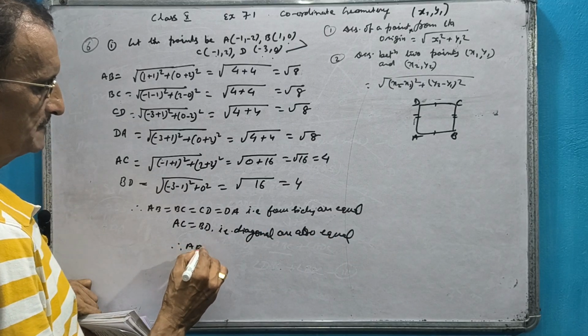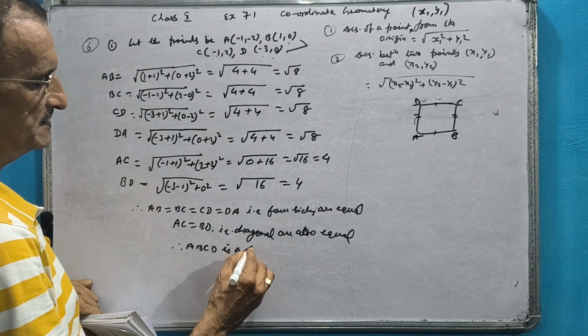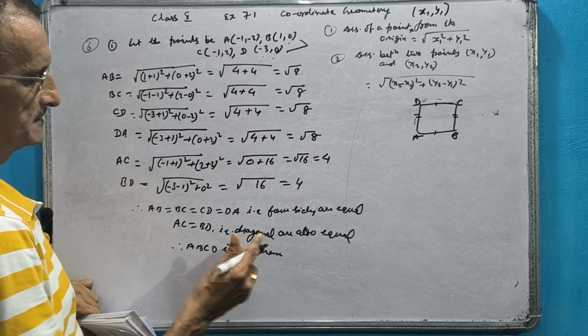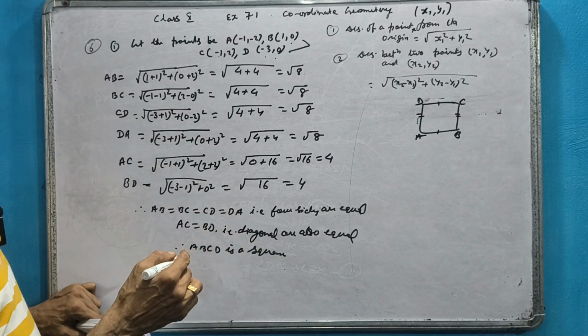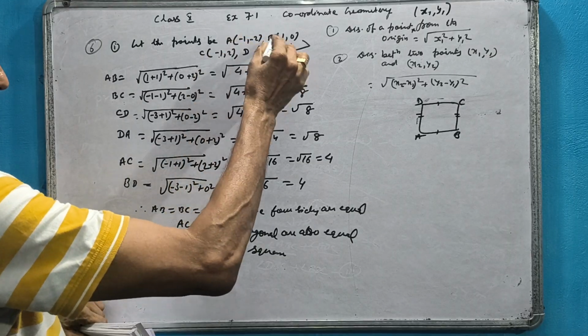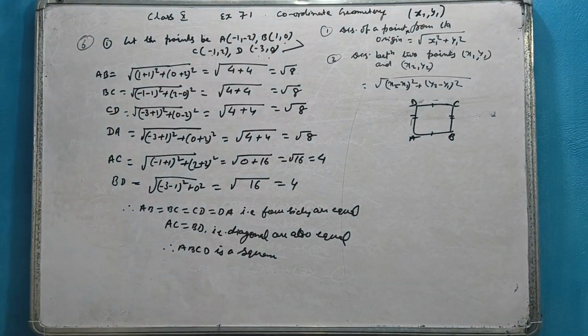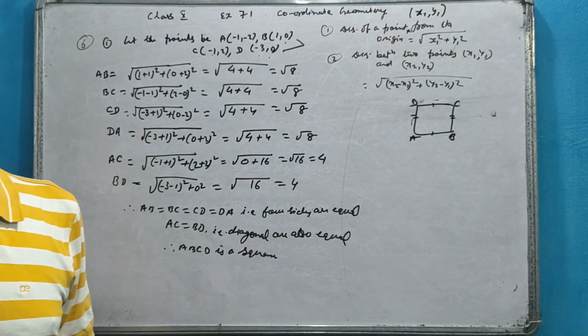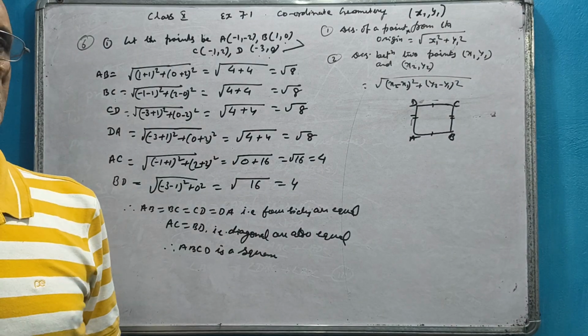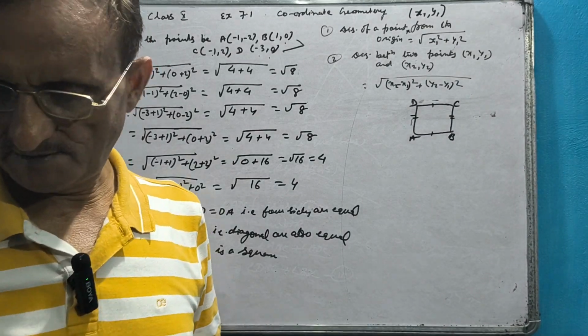Therefore, now it is confirmed that ABCD is a square. If all the four sides are equal and the diagonals are equal, it is a square. Therefore, these are the vertices of a square. Understood? To decide the type of quadrilateral, you always need to find all four sides and both the diagonals. Only then can you decide whether it is a square, a rhombus, a rectangle, or a parallelogram.